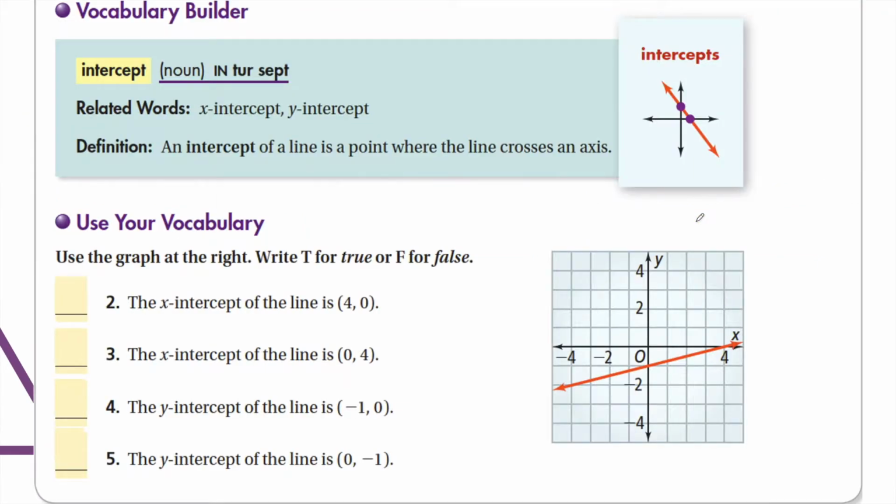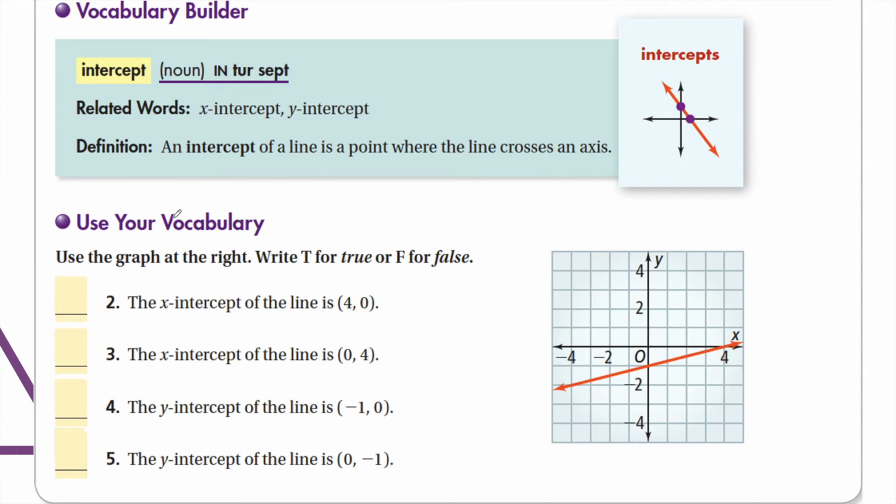Great work! Let's start talking about what intercept means. So we have related words such as the x-intercept and the y-intercept. An intercept of a line is a point where the line crosses an axis. And that's why you have the x-intercept and the y-intercept, because it's going to be crossing the x-axis or the y-axis.